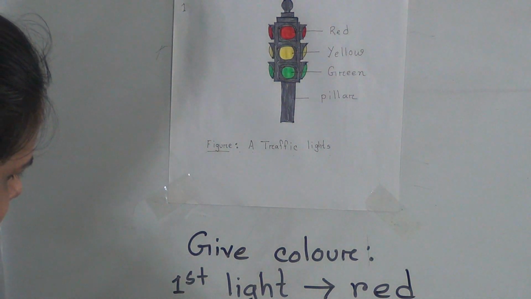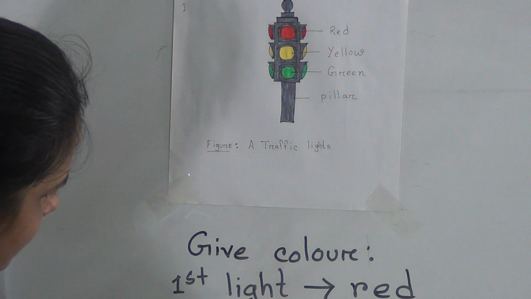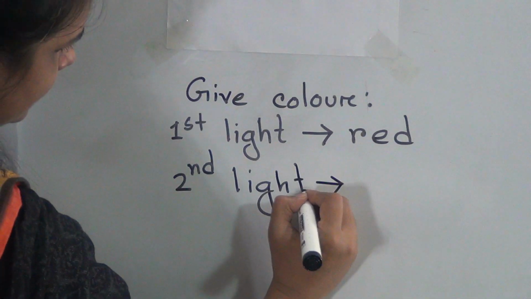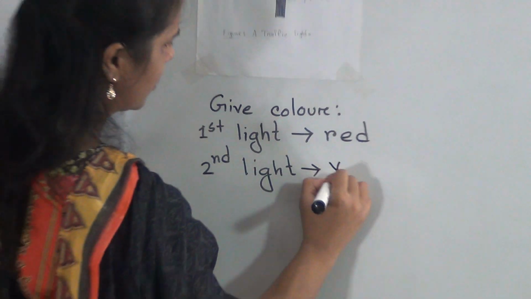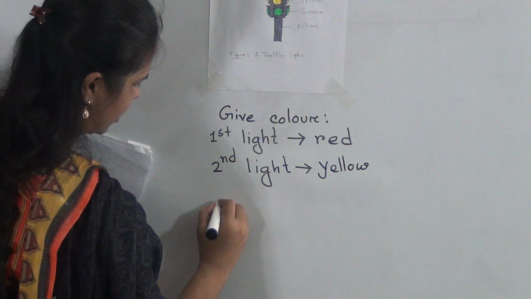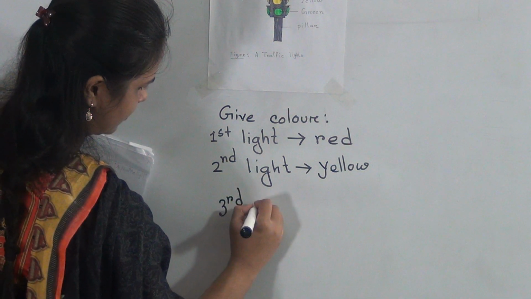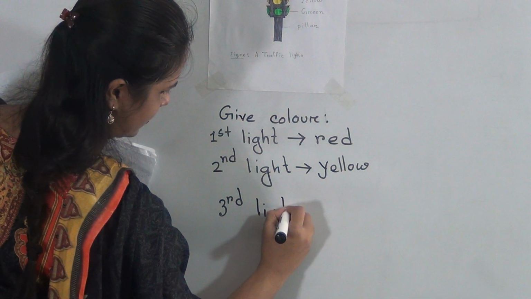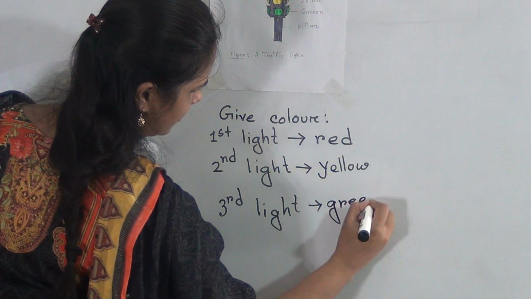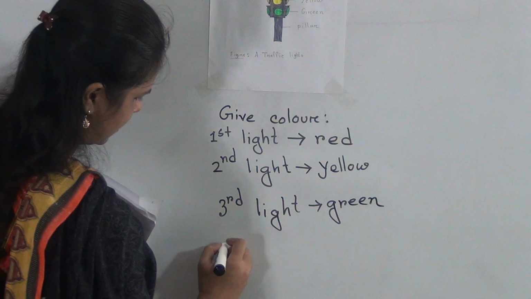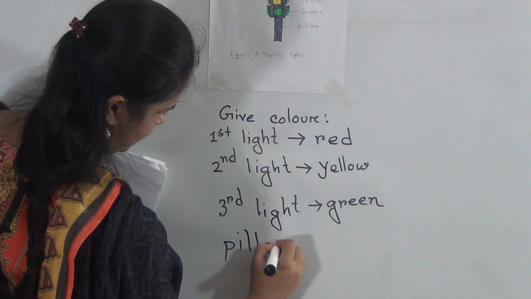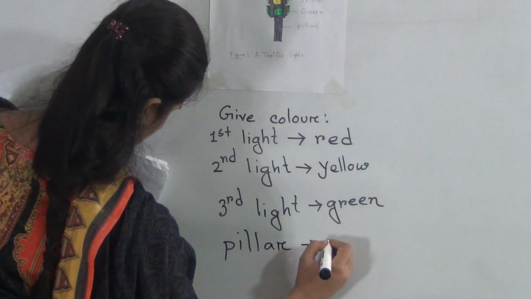Then second light, yellow, third light, green, and pillar, gray.